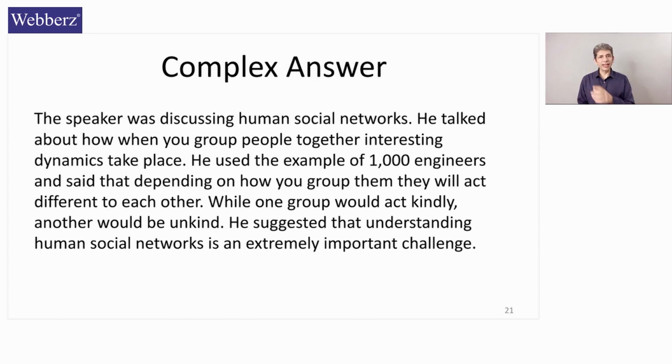Now let us complicate it a little bit. Let's see a complex answer. The speaker was discussing human social networks. He talked about how when you group people together, interesting dynamics take place. He used the example of 1,000 engineers and said that depending on how you group them, they will act different to each other. While one group would act kindly, another would be unkind. He suggested that understanding human social networks is an extremely important challenge.